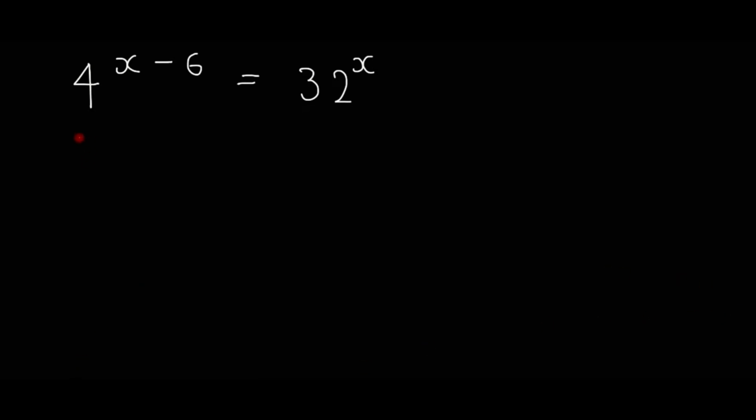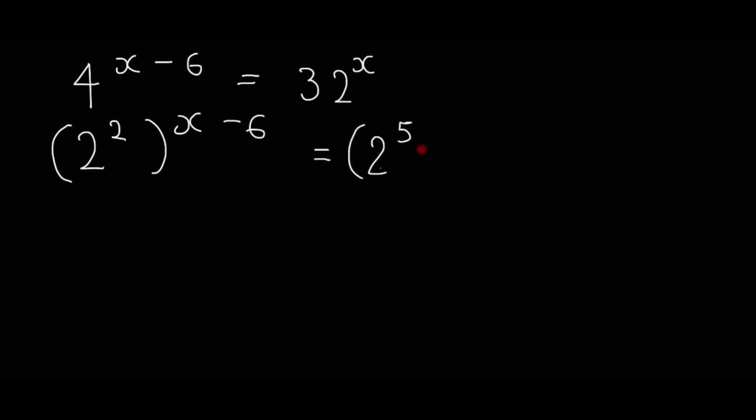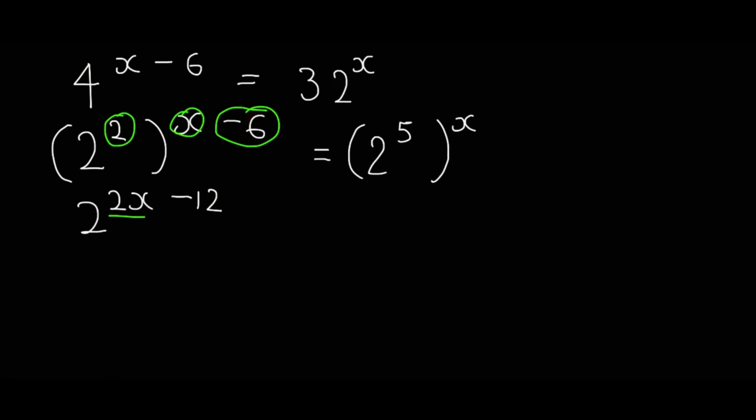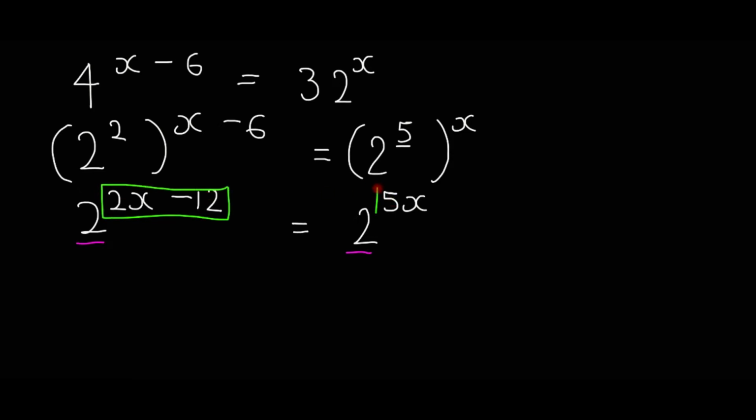So if I change 4 into its prime base, I get 2 squared, and then from there I have x minus 6, and then 32 I can change as 2 to the exponent 5, and then I have x. From there I have 2 to the exponent 2x minus 12, because I take these 2 times x, and for 2x, and these 2 again times minus 6, for minus 12. And then on this side I have 2 to the exponent 5x, because it's 5 times x. And then from there, because our bases are the same, we equate the exponents. So we say 2x minus 12 is equal to 5x.